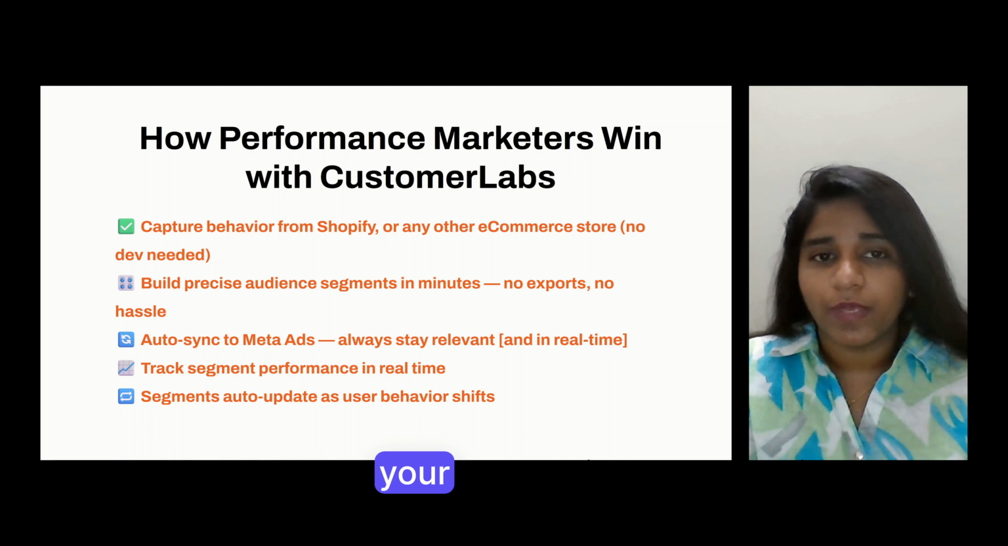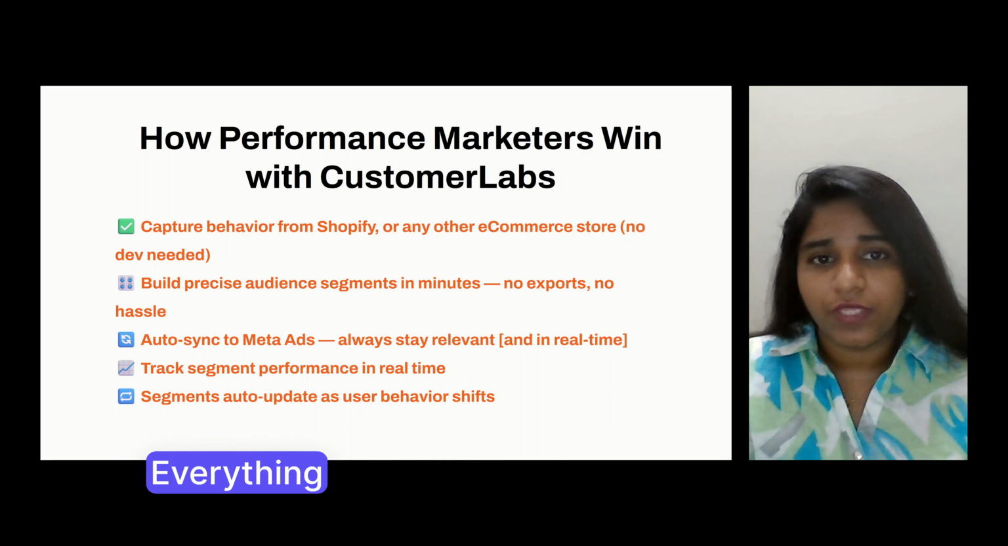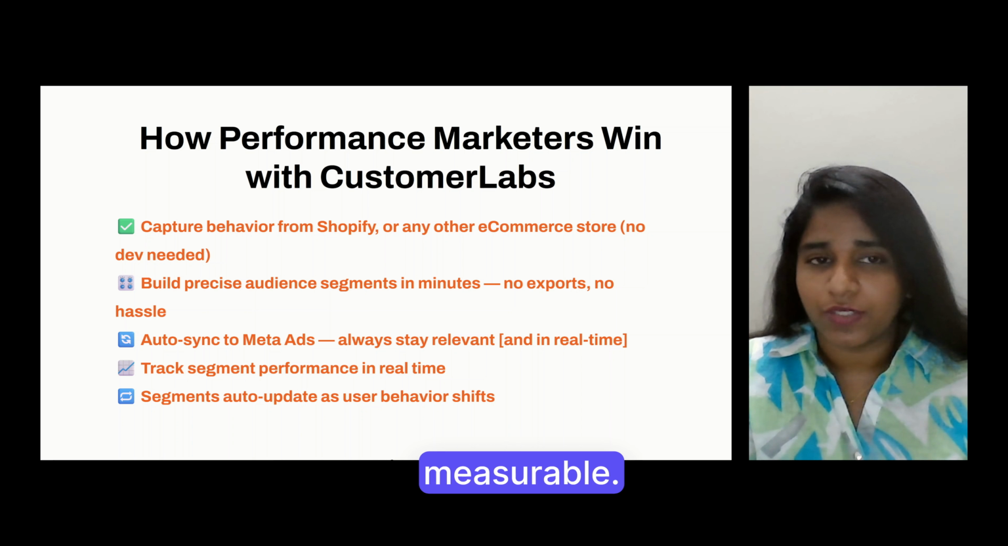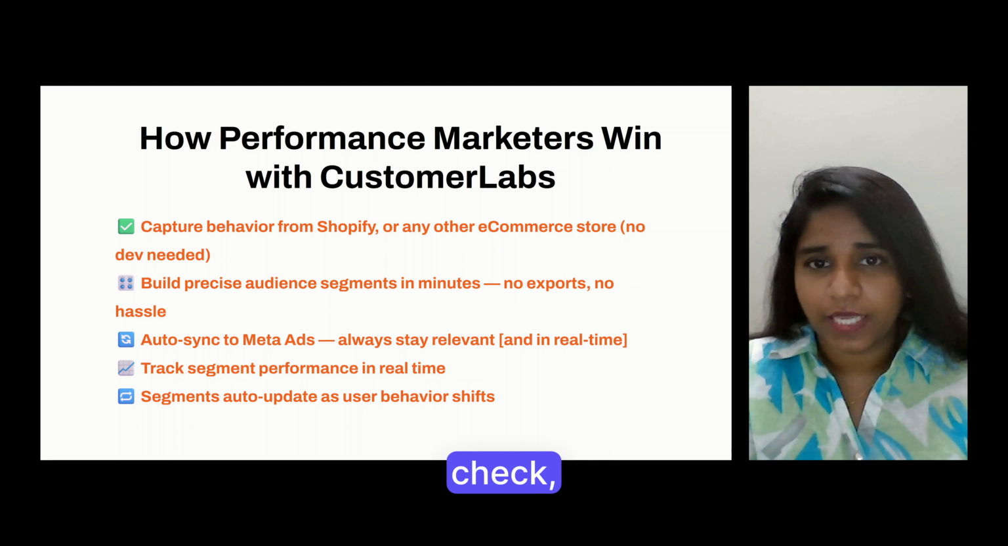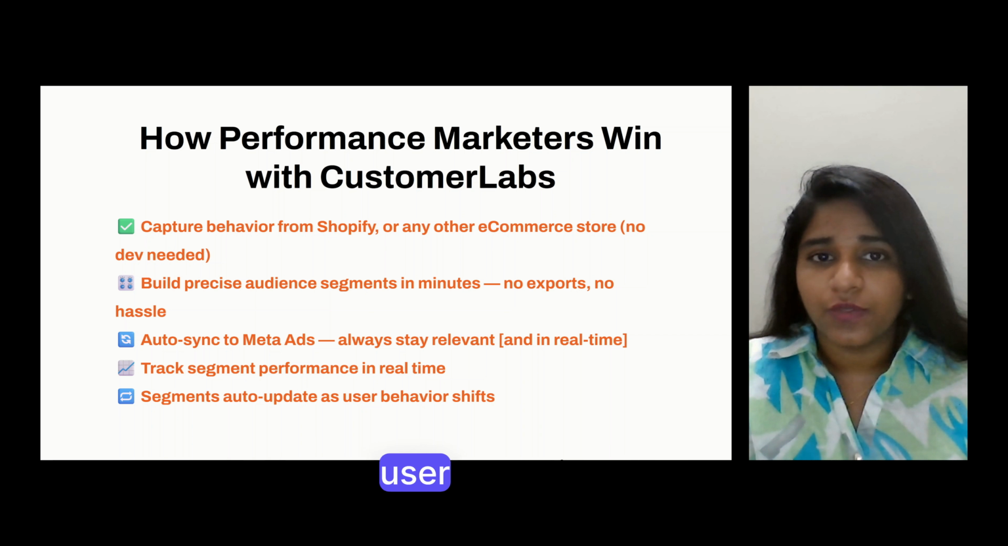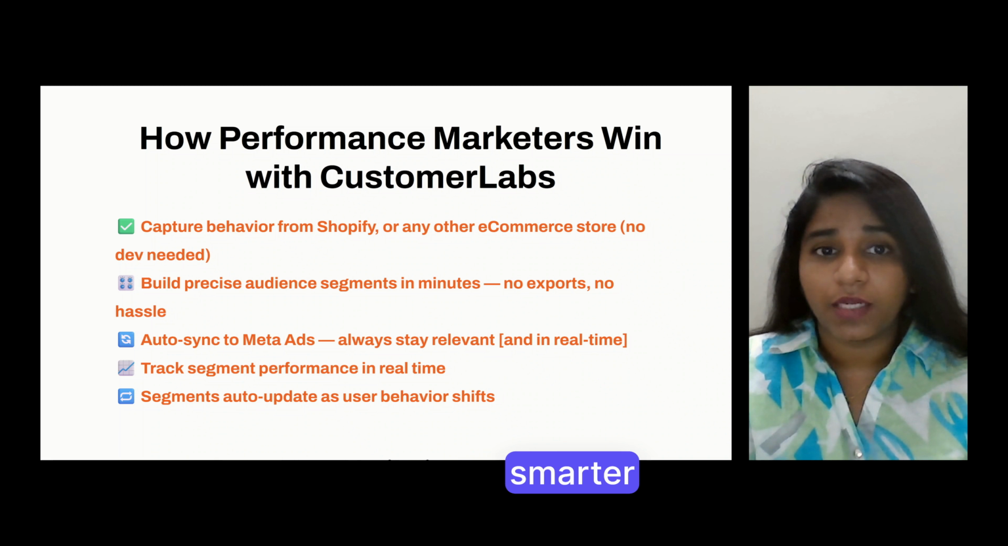That means your messaging across paid and owned channels is always in sync with the user in their funnel. Everything you push through Customer Labs is measurable. See how each segment is converting. Check click through rates, tweak your targeting, and the best part, as your user behavior changes, your segments update automatically. So, you're not just building smarter audiences, you're building a smarter system.